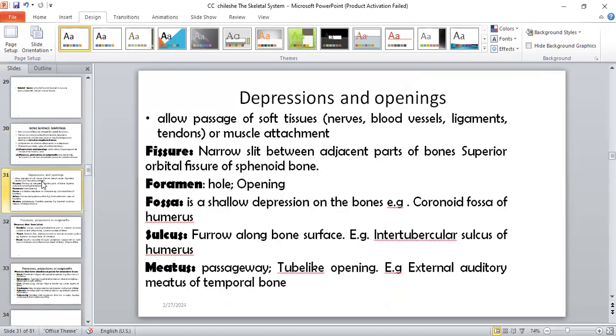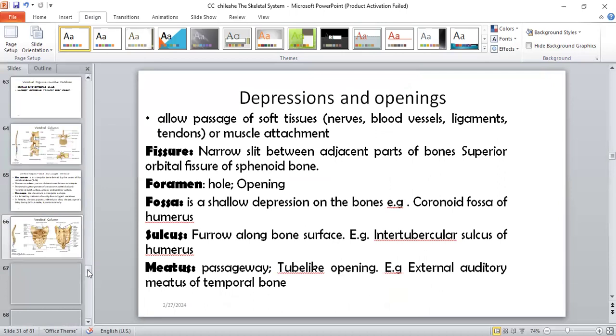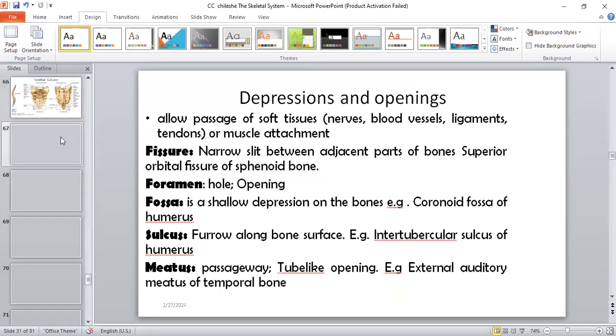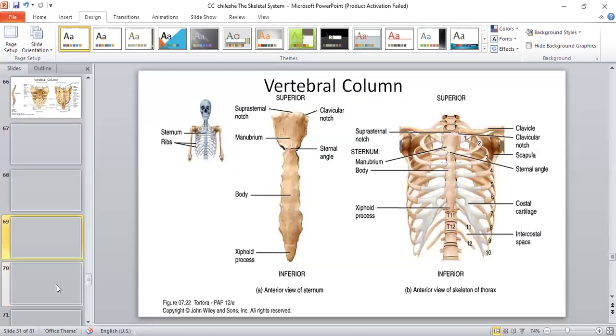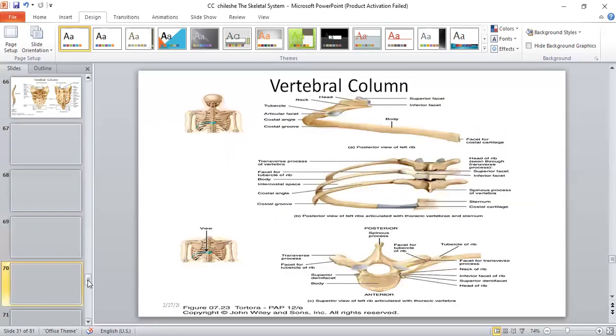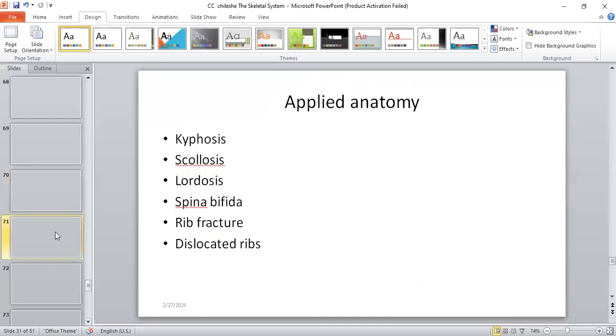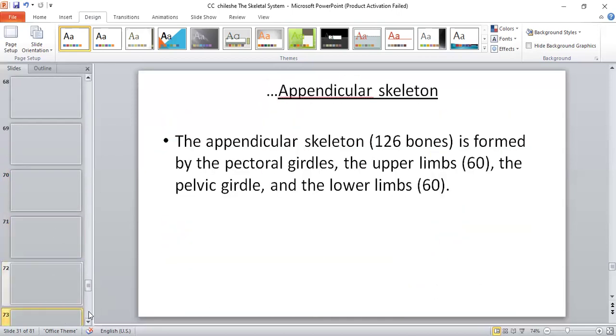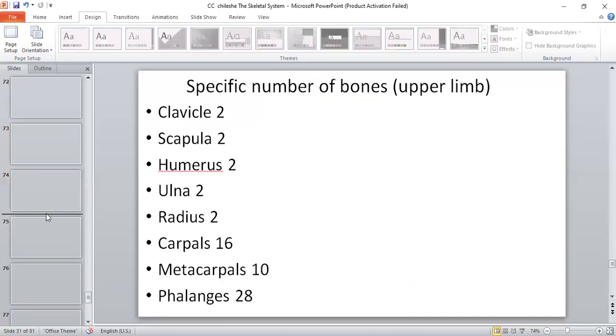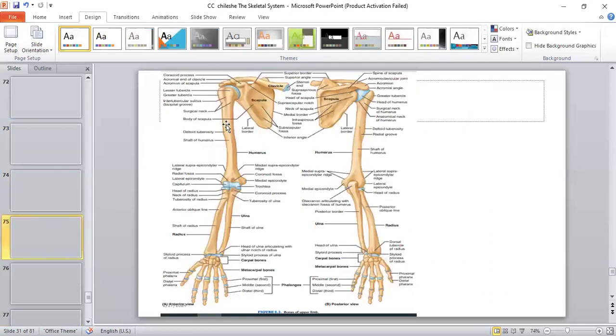And then we have a sulcus. A sulcus is a furrow along bone surfaces. For example, the intertubercular sulcus of the humerus. The humerus has small projections towards the head of the humerus, and those projections are known as the tubercles. So you will find that between those two tubercles, you are going to find a furrow.